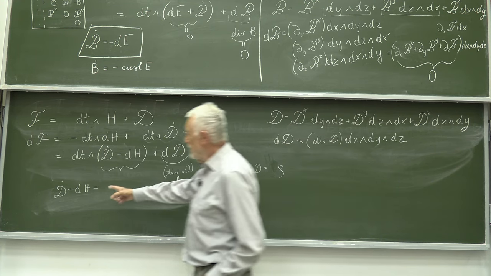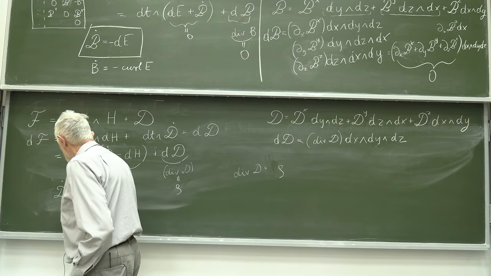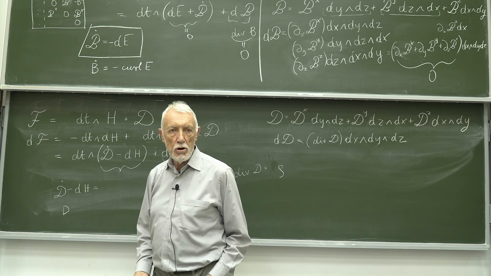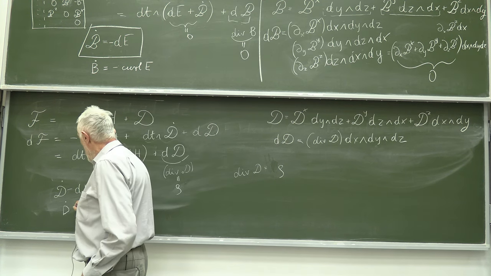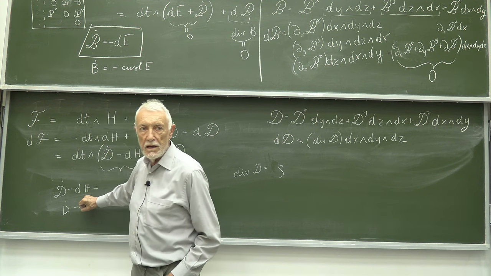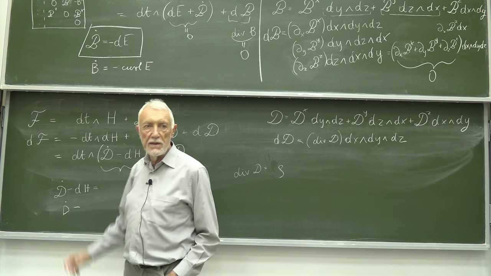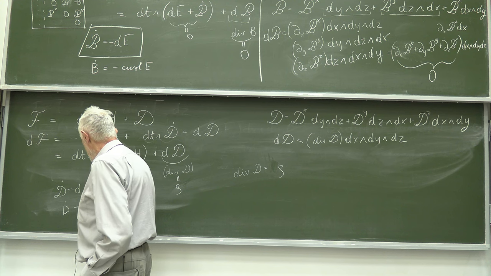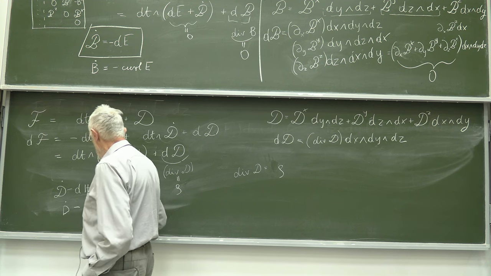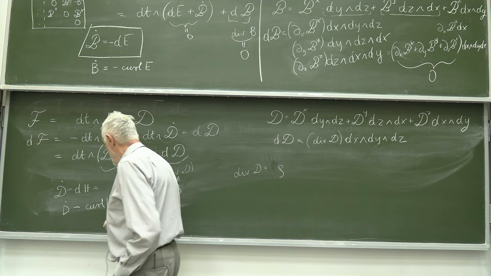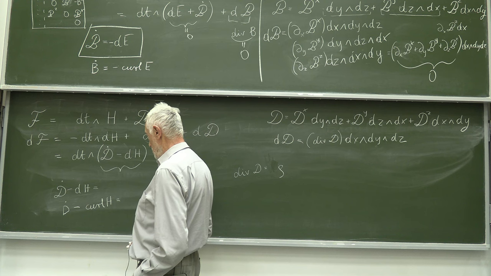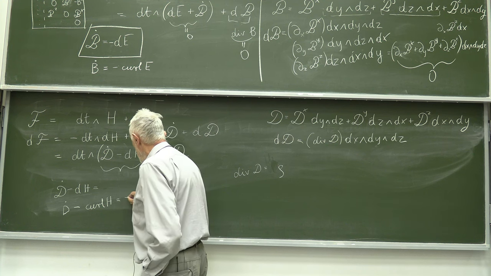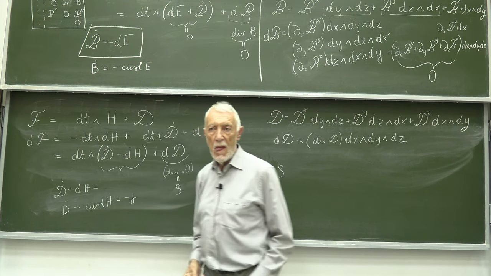Doesn't matter. And this, when written in Cartesian coordinates, is d dot minus, and we have already seen that this d one form is nothing but the curl, right? So this is minus curl of h, and this is equal, of course, to minus j.